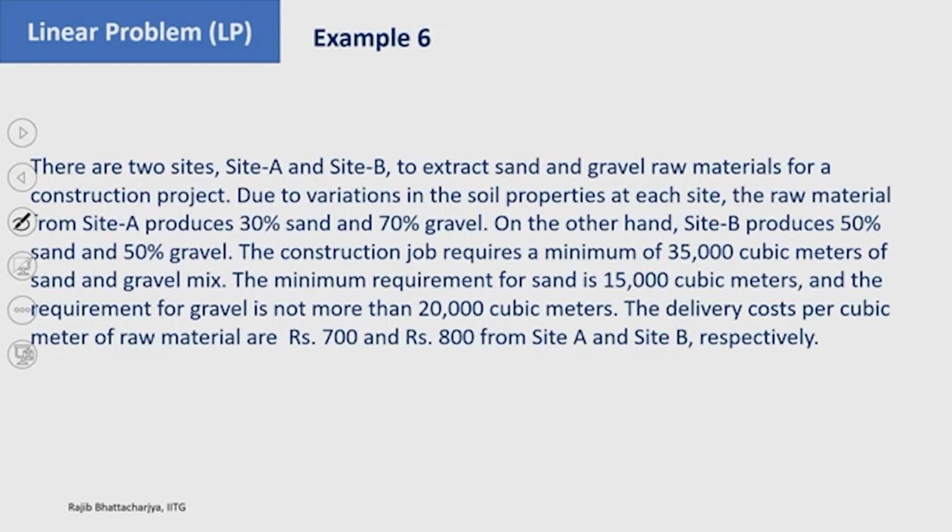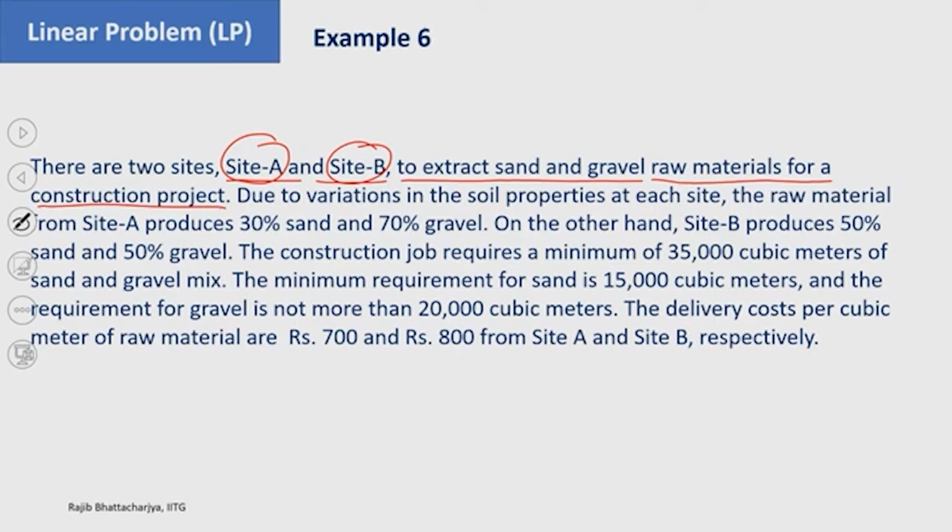There are two sites, site A and site B, to extract sand and gravel raw materials for a construction project. So, from site A and site B we can extract sand and gravel, that is required for a construction project. I can take either from site A or from site B or from both site A and site B.